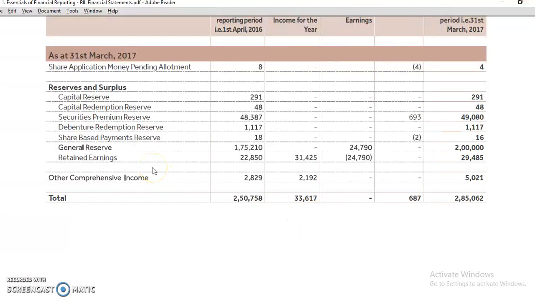This is other equity, mostly reserves, advance share capital, capital reserves, or security premium reserve. We will not go into the detail of these terms again because these are not really important for everybody. Every company has its own different ones.